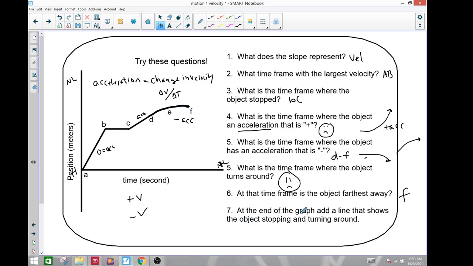At the end of the object, add a line that shows the object stopping and turning around. You can even say going back to Hortonville, and I'll just say stopped. You can flatten it out if you want, and then coming all the way back, and now we're home. Notice positive velocity, negative velocity. So it's really important. How do you turn around all these things?